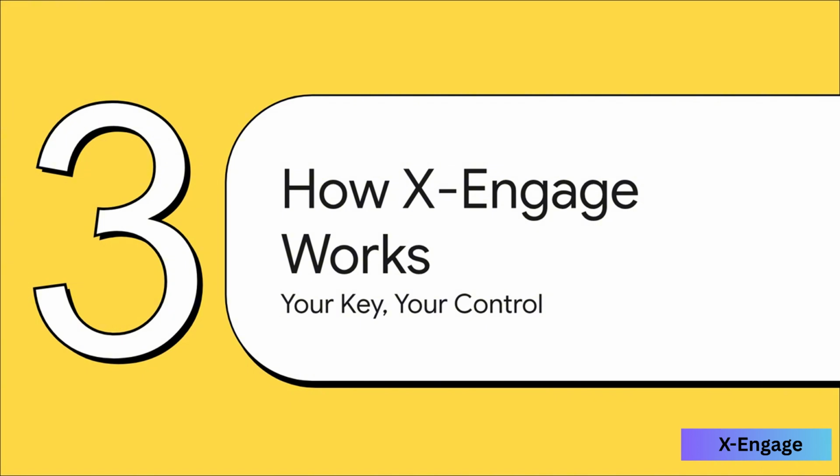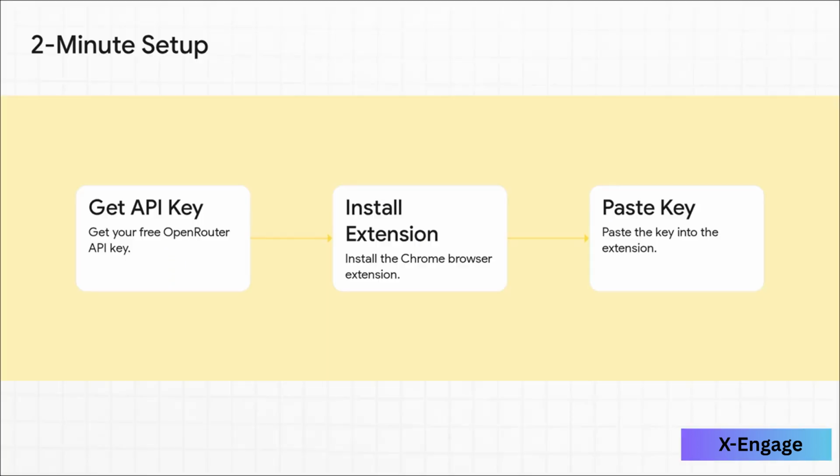And you'll see the setup is surprisingly easy. Getting started is honestly ridiculously fast. We're talking less than 2 minutes. Seriously. First, you get a free API key from a service called OpenRouter. Second, you install the Chrome extension. And third, you just paste that key right into the extension. That's it. You're good to go.